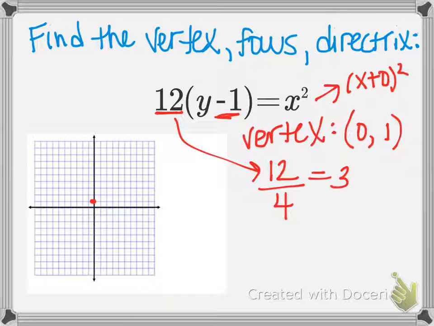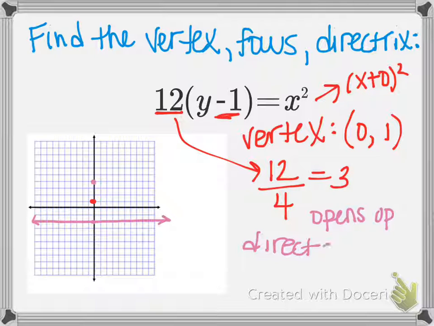So that means I can now sketch in my focus and my directrix by counting. So 1, 2, 3 up, I'm going to have something going on right there and right here. So the only other thing you need to know is, okay, since that 12 is positive, this parabola should open up. And that's important because that means the directrix should be below the vertex. So that means my directrix is right here at y equals negative 2. So I'm going to go ahead and write that down. Just abbreviate it.